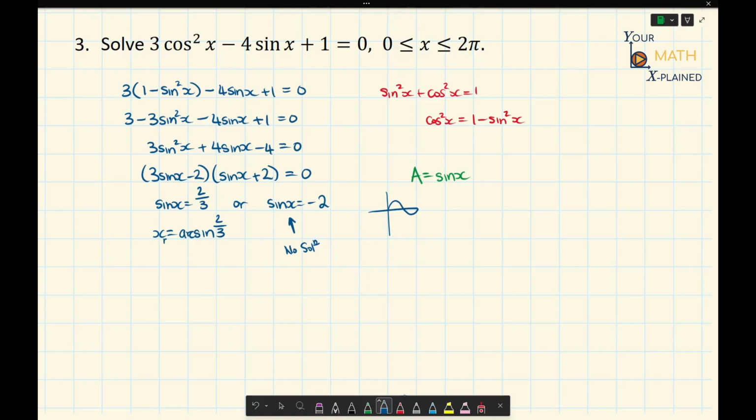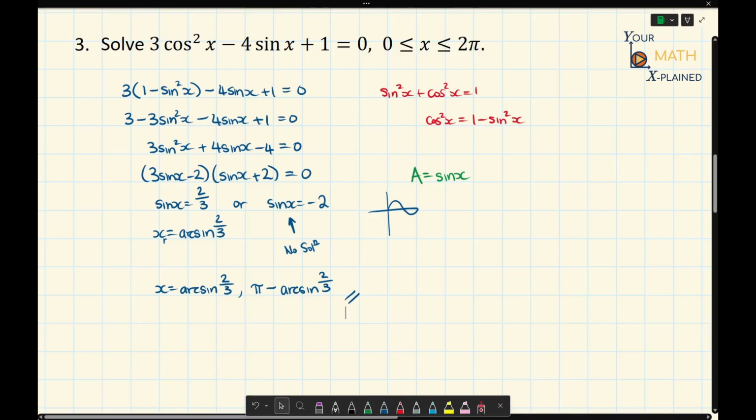And now because sine x is a positive number, we would have a solution in quadrant 1 and a solution in quadrant 2, which means we get x is equal to arc sine of 2 over 3. So this is the solution in quadrant 1. Or the solution in quadrant 2 is going to be pi minus this reference angle. So these would be our two solutions in the domain 0 to 2 pi.